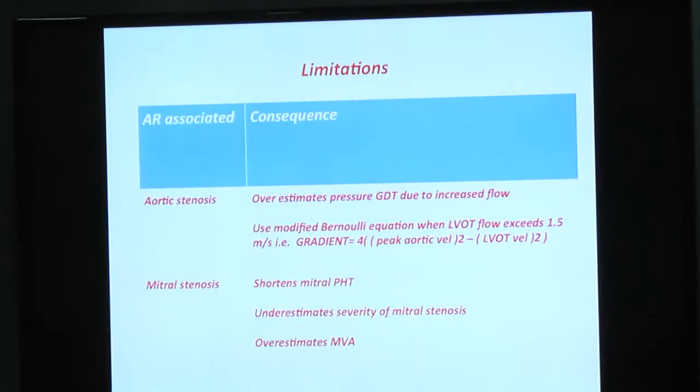Now, what are the limitations? Suppose it's an aortic stenosis or a mitral stenosis. If AR is associated with aortic stenosis, it overestimates the pressure gradient due to the increased flow. If it is a mitral stenosis, it shortens the pressure half time, so you underestimate the severity of mitral stenosis or overestimate the mitral valve area. That is one of the things.